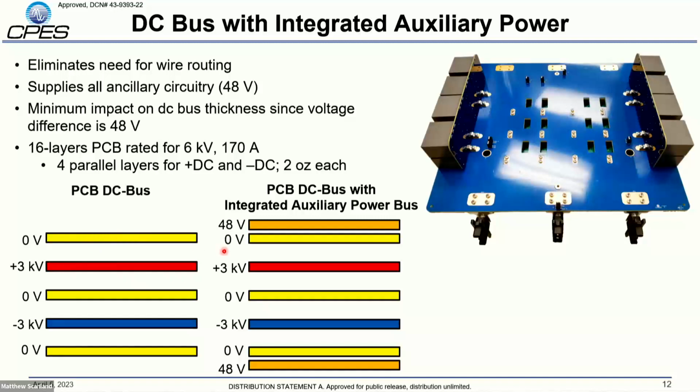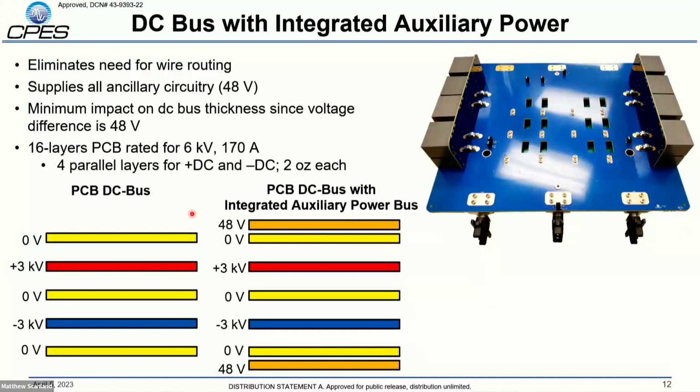What we ended up doing is saying, hey, we have a PCB. Let's go ahead and add a 48 volt layer on there. The voltage is very low between these, so we can add a 48 volt layer into this PCB for power distribution for all of the auxiliary components. And there's a very low penalty to the thickness and even the cost of the board. By adding these two 48 volt layers, it only increased the thickness of the bus by 0.5 millimeter.